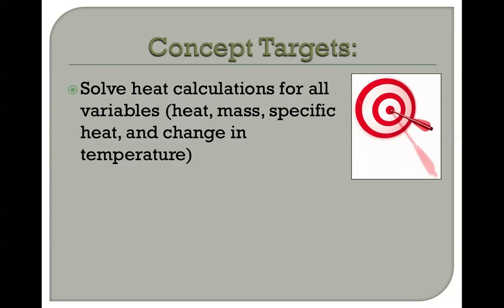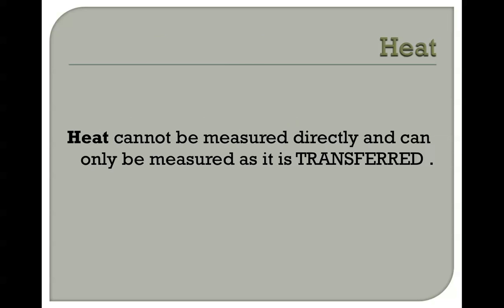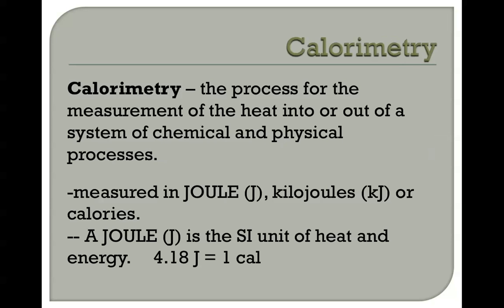So our main goal is by the end of this lesson and 2 days in class, you should be able to solve heat calculations for the various variables involved, which include heat, mass, something called specific heat, and then also a change in temperature. So we've talked a little bit about heat in the previous concept. Heat can't be measured directly and can only be measured as it is transferred and changed into kinetic energy. So calorimetry is this process for the measurement of heat into or out of a system.